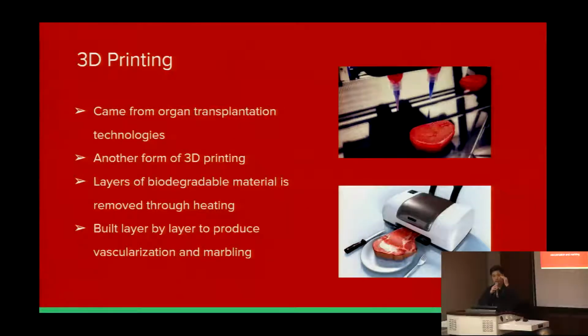And the 3D printing in this process originally came from organ transplantation technology, and it's another form of 3D printing. How it works is layers of biodegradable material, usually biodegradable paper, are removed through heating, and they build layers of it into the meat to create the marbling effect to simulate meat from an actual animal. So it looks more genuine and more real.